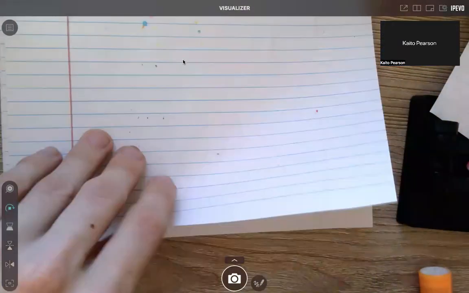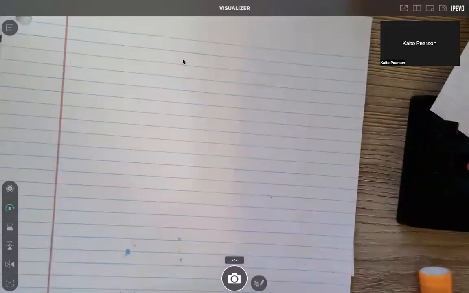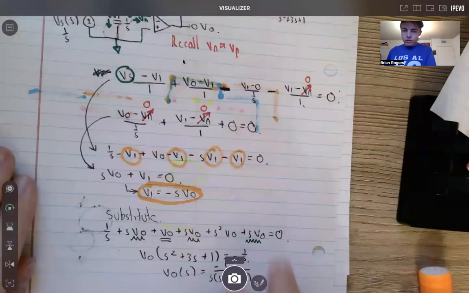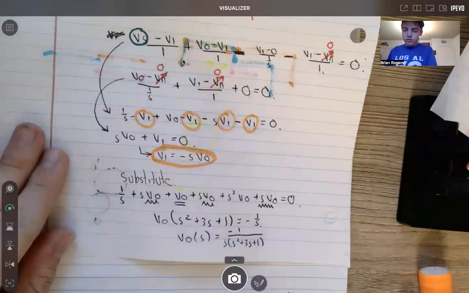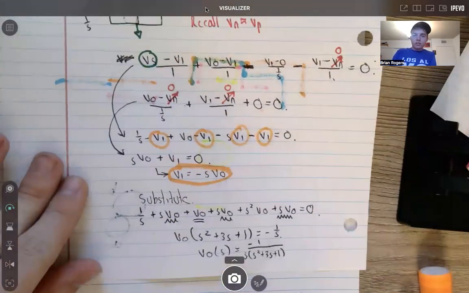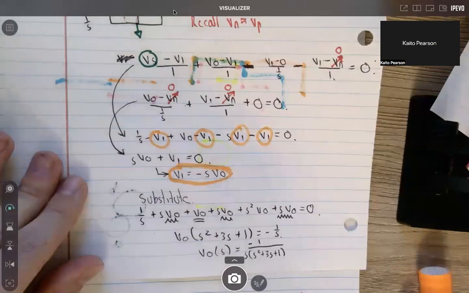Wait, Brian, could you move that paper down a little bit? Just so I could take a quick pic, the bottom part. Hurry up. Got it? Got it. Thank you so much.